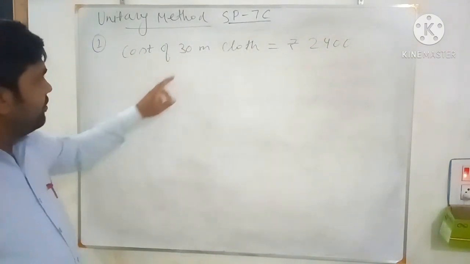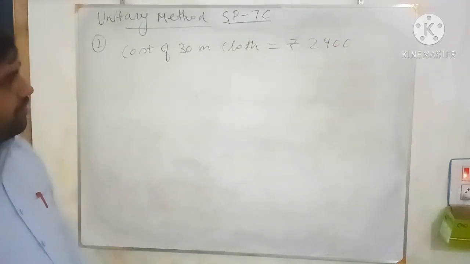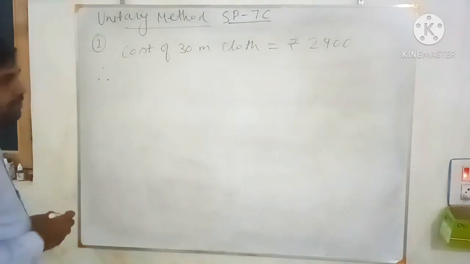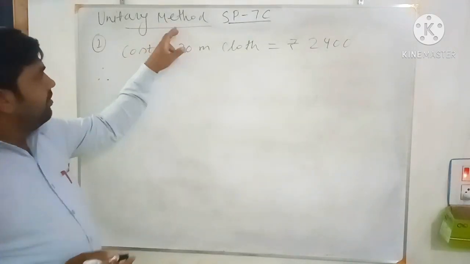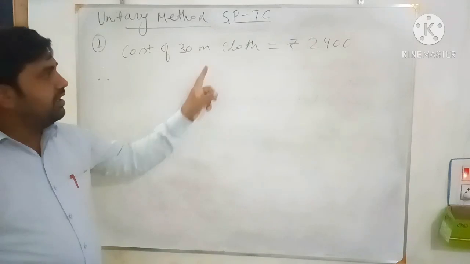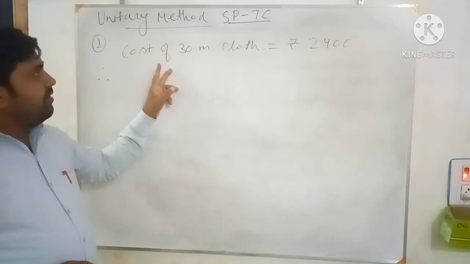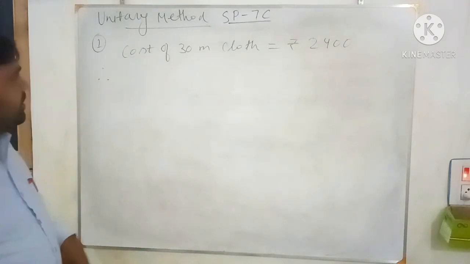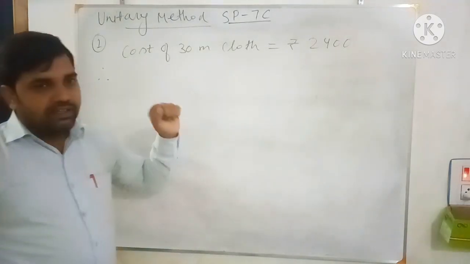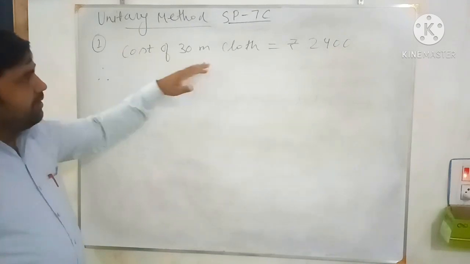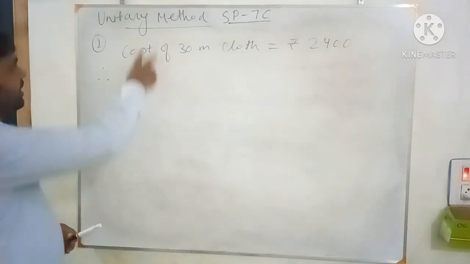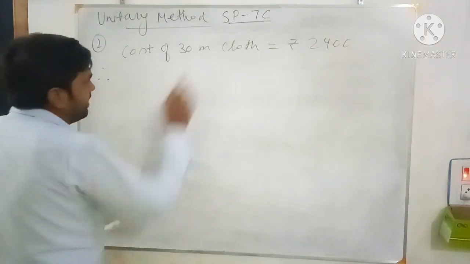So first we find the cost of 1 meter of cloth, then we will find the cost of 50 meters. Therefore, in the unitary method, we always find for one unit, for one thing. Then after that we can find the cost for more than one item. Unitary means find for one, so for 1 meter first we find.